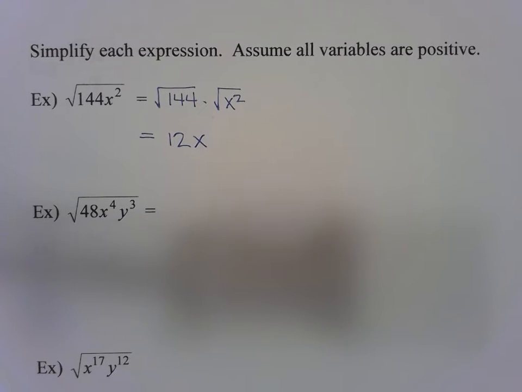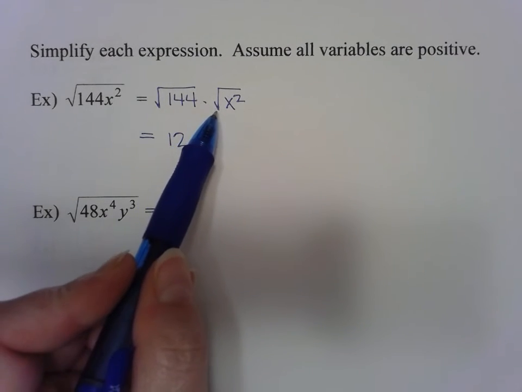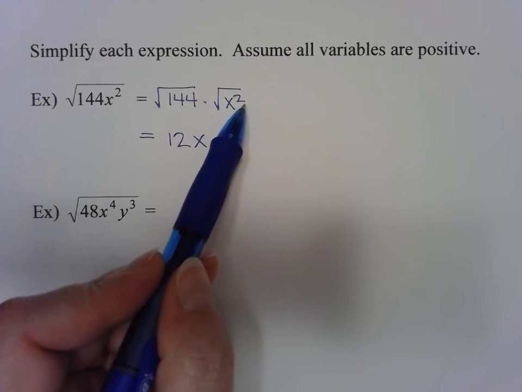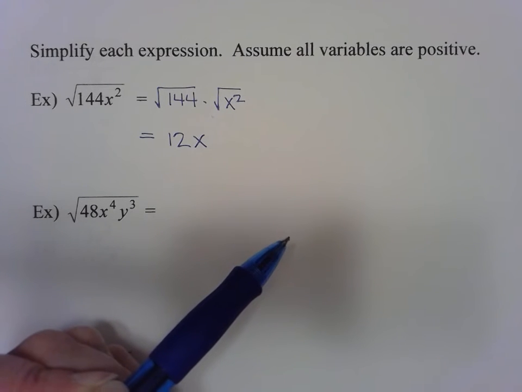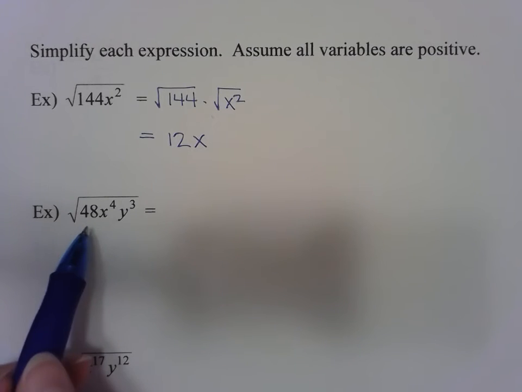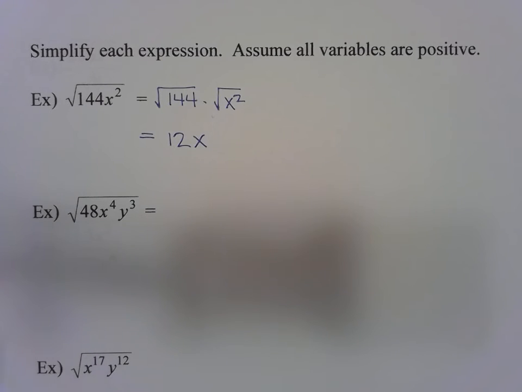Lots of ways to think about these. Remember that the square root is also the same as an exponent of 1/2. So it's really going to cut in half any exponent on the variable. It's another way to think about it. Okay, what about this one? The square root of 48 x to the 4th y cubed.